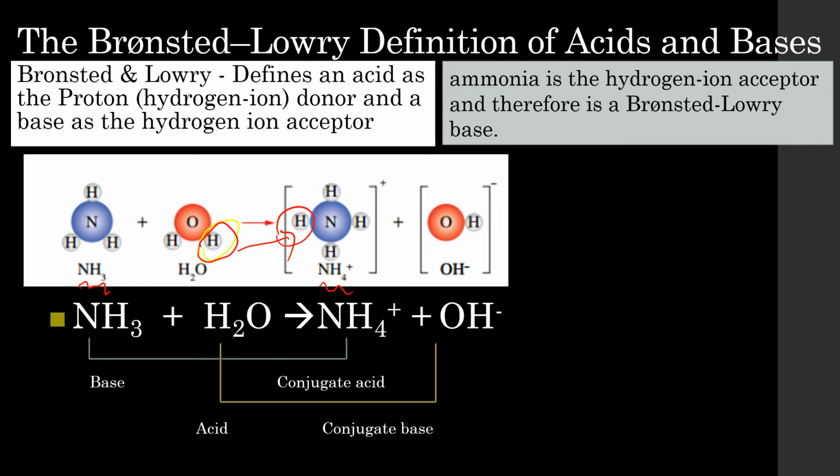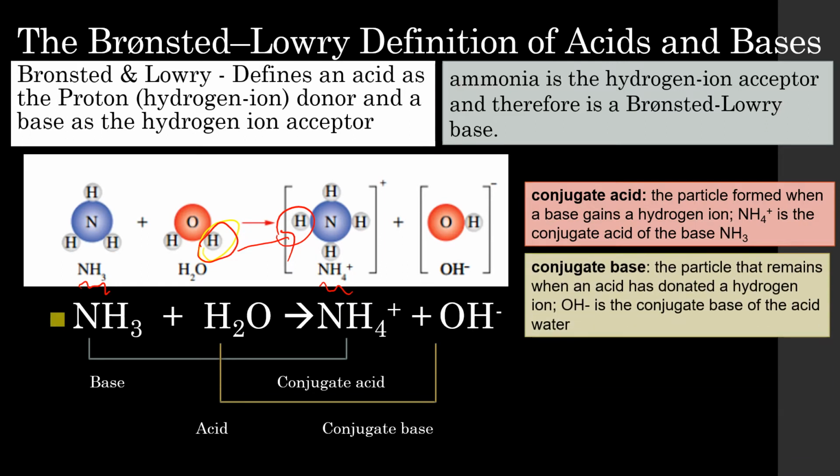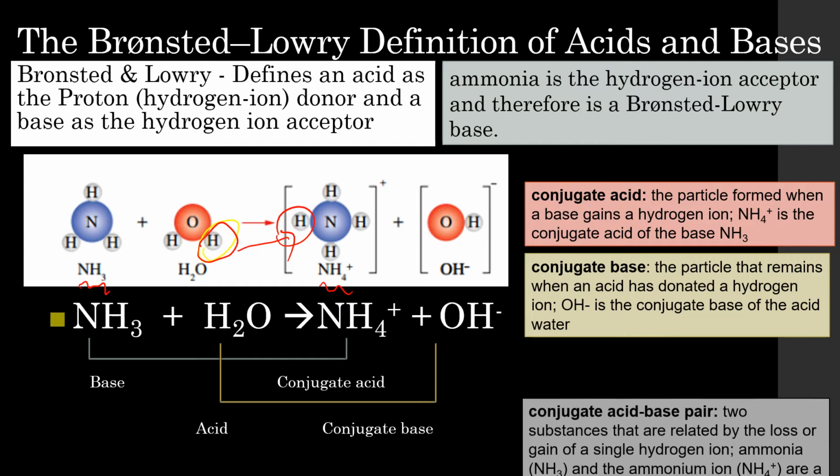The water in this case acts as an acid because it is donating the hydrogen ion or the proton, and hydroxide over on the right hand side becomes the conjugate base of the acid. So our conjugate acid is a particle formed when the base gains a hydrogen ion. So ammonium is the conjugate acid of the base ammonia. The conjugate base is the particle that remains when an acid has donated a hydrogen ion. So hydroxide is the conjugate base of the acid water.